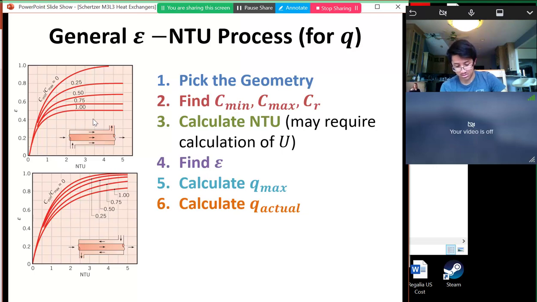So this is a flow chart. We're going to have two different flow charts for the effectiveness-NTU process, and it's going to depend on what goal we have. So if we're trying to find the amount of heat that we transfer, then we're going to use this flow chart.